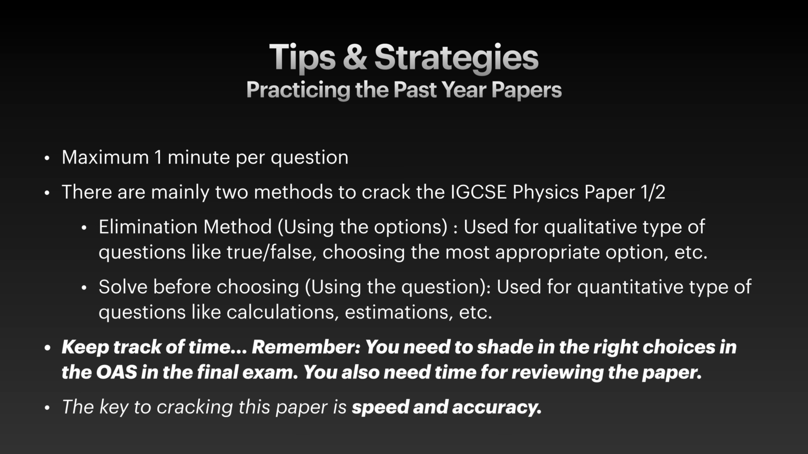Now, the second method is solve before choosing. This is essential for quantitative questions, which are the calculation and estimation problems. For these questions, don't look at the answer options first. Instead, read the question. Identify what you are being asked to find. Write down the relevant formula, plug in the numbers, and calculate your answer. Only after you have done the calculation should you look at the options to find which one matches your answer.